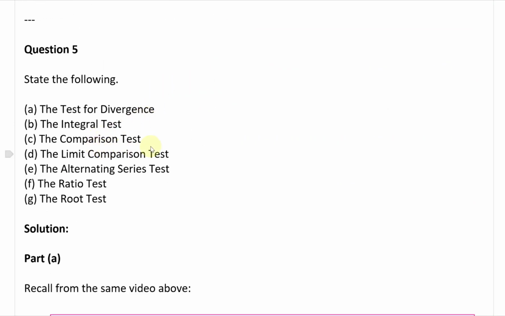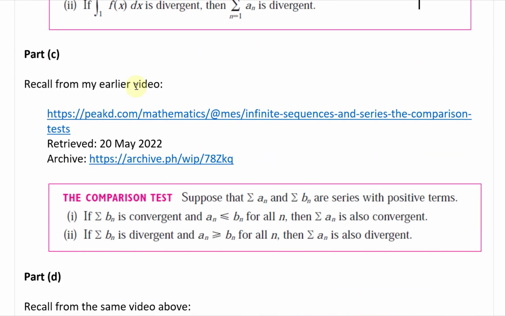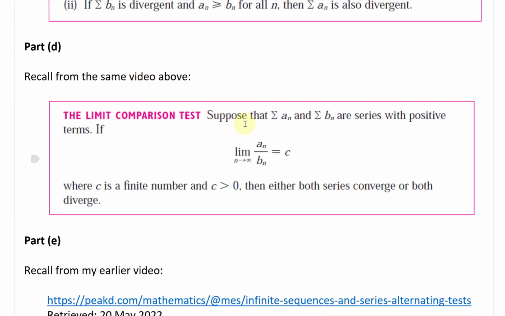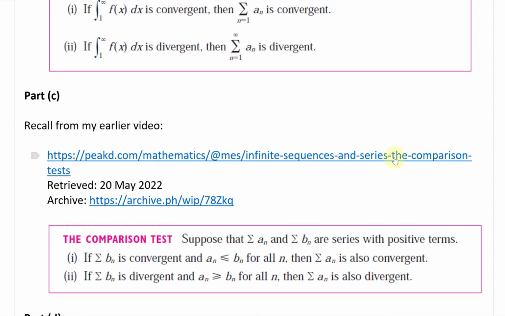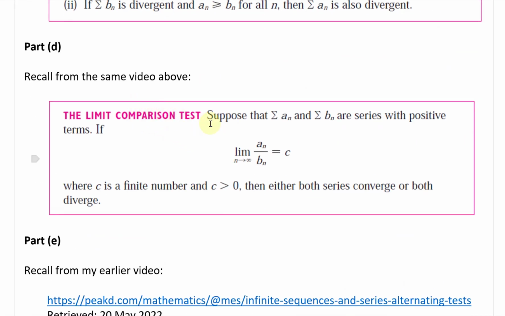Part D is going to be the limit comparison test, and afterwards the alternating series, the ratio, and root tests. So let's take a look at this. The limit comparison test, recall from the same video above. Suppose that the summation of an and the summation of bn are series with positive terms. If the limit as n approaches infinity of an over bn is equal to a number c, where c is a finite number and c is greater than 0, then either both series converge or both diverge.